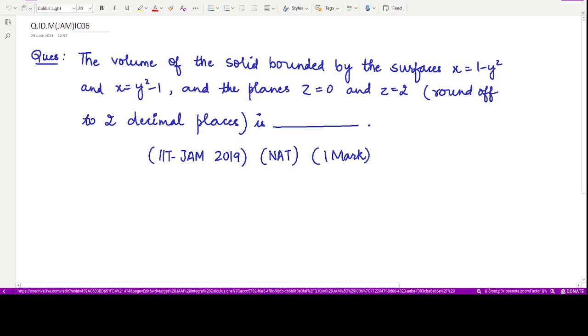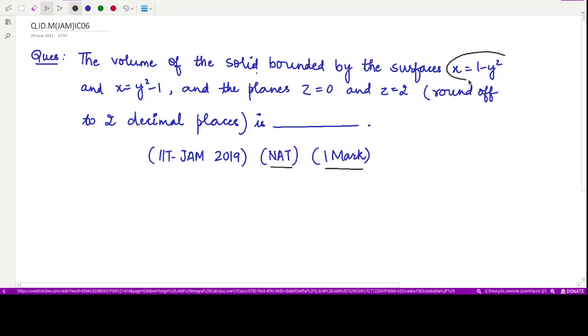In this video we shall be discussing a question from IIT JAM which appeared in the year 2019. Now this is a numerical answer type question and it is of 1 mark. It says that you are to calculate the volume of the solid bounded by the surfaces.